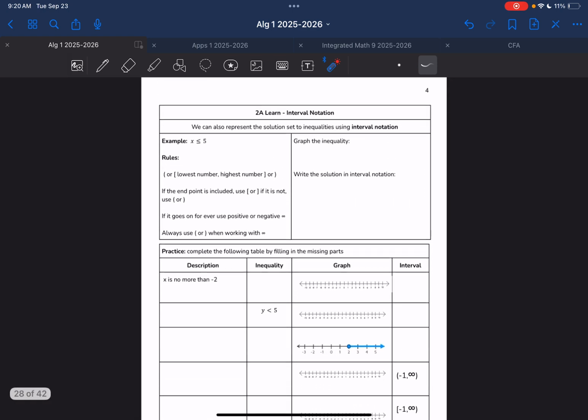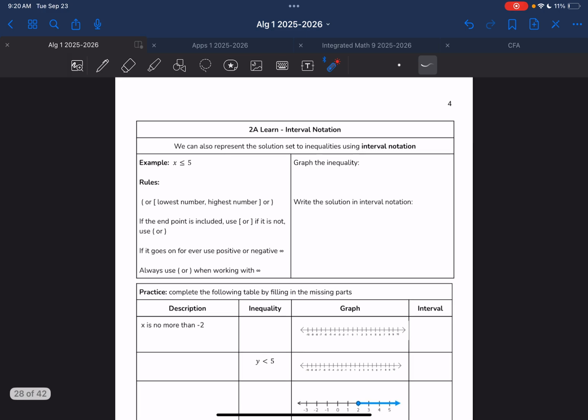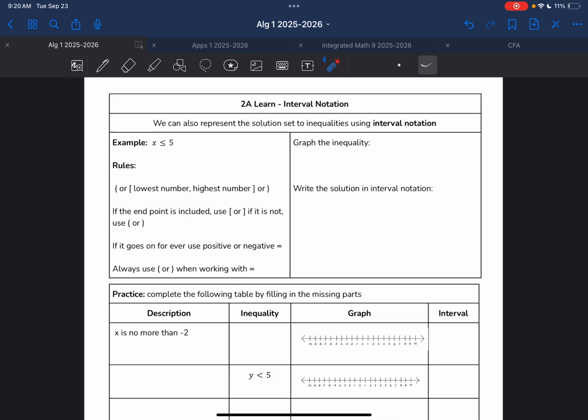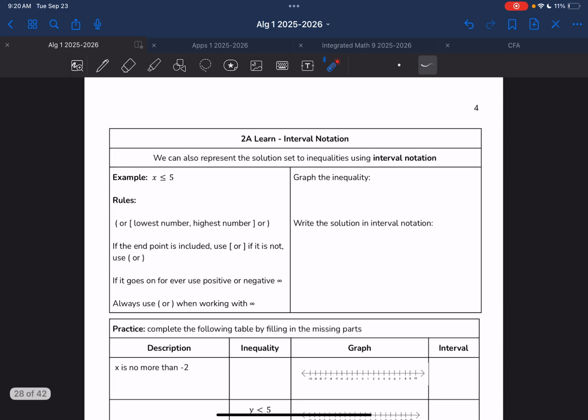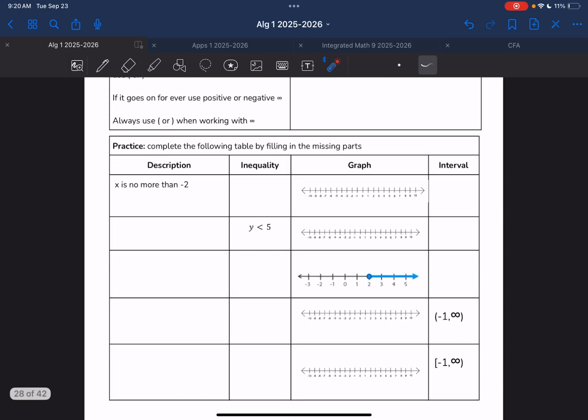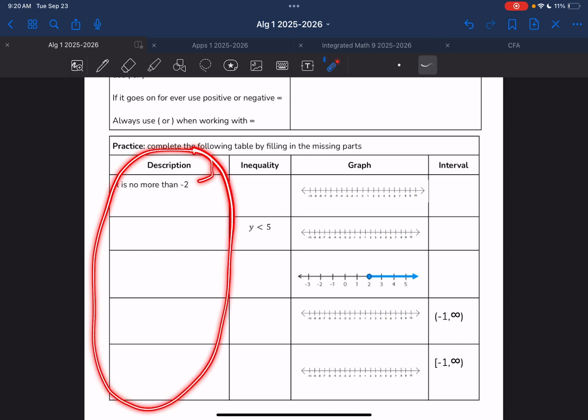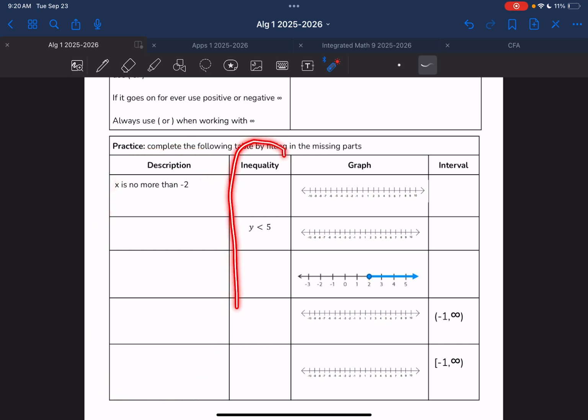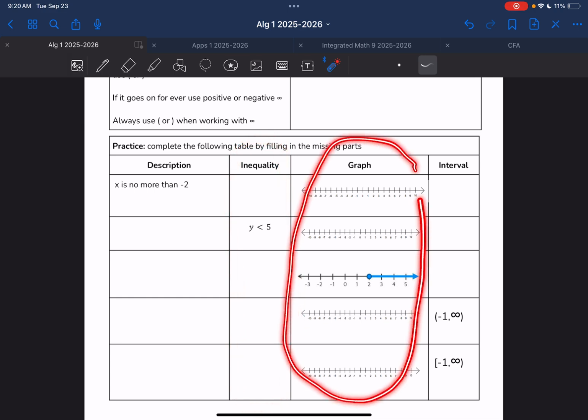All right. And I'm also going to have you work through page 4 right now. Here we're thinking about the different ways that we can represent inequalities. There are 4 different ways. I've already talked about the verbal description. We've already talked about writing it as an inequality. And we've already talked about representing it as a graph.